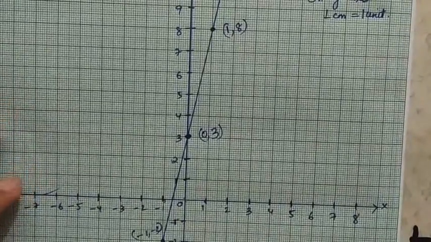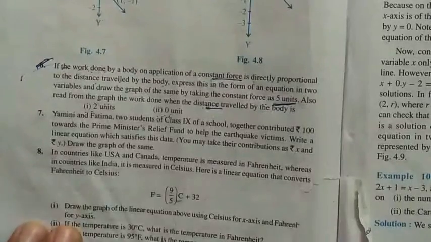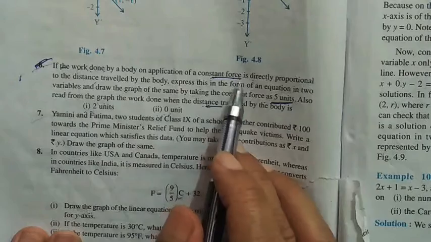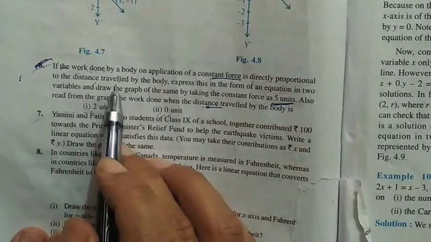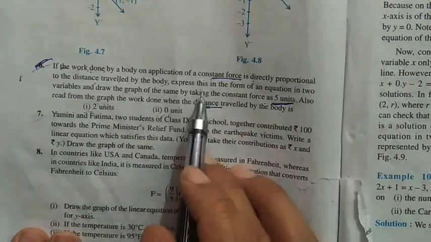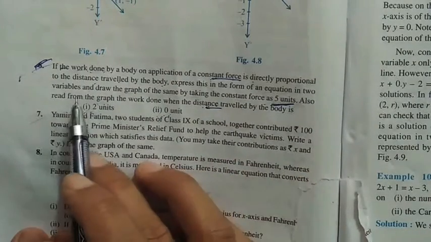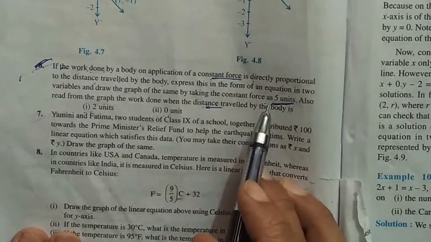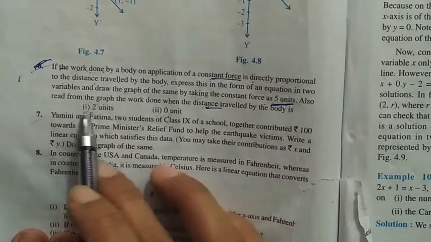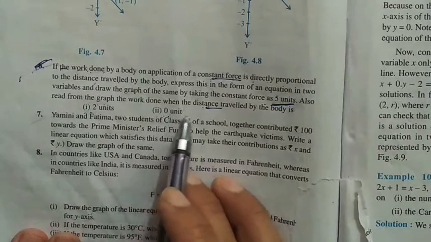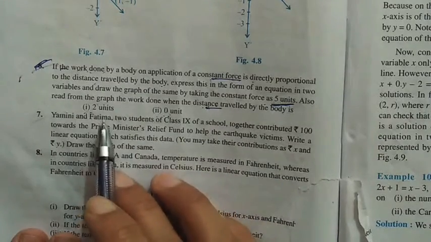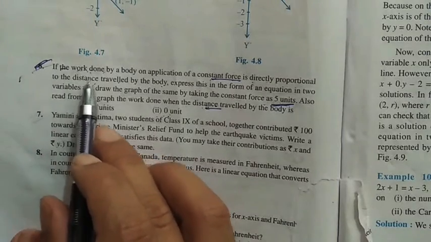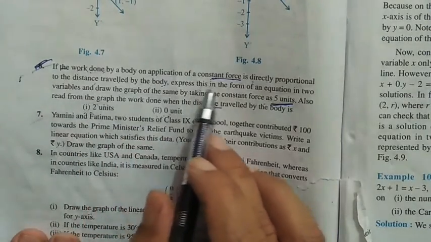Question number 6. If the work done by a body on application of a constant force is directly proportional to the distance traveled by the body, express this in the form of an equation in two variables and draw the graph of the same by taking the constant force as 5 units. Also read from the graph the work done when the distance traveled by the body is 2 units or 0 units.